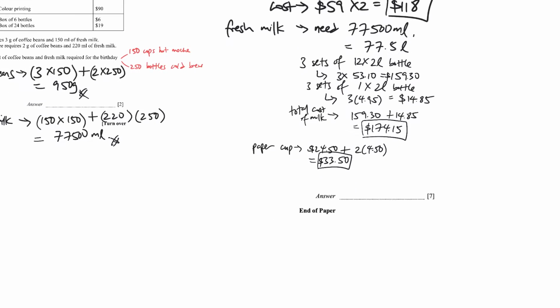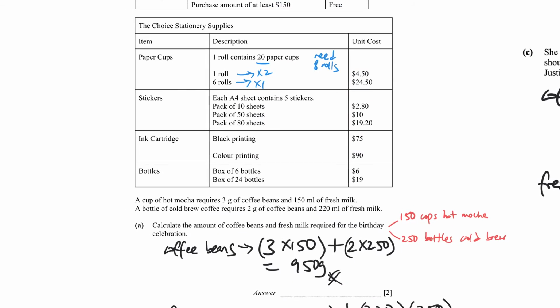Okay, and then we need bottles, right? We need the bottles to store all the cold brew coffee. So we need 250 bottles. For 250 bottles, then you will look at how you get there eventually. We try to multiply this by the largest number possible, and then we top up with 6 bottles.